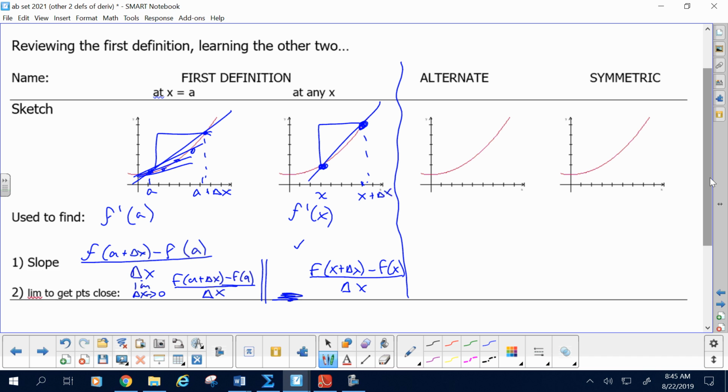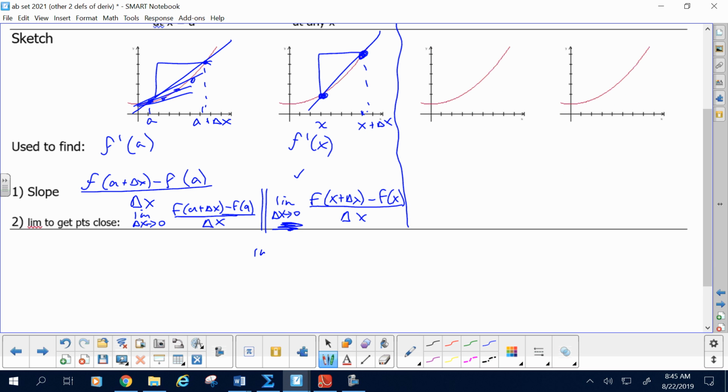And how again do I get the points closer together? Delta x goes to 0. All right. So if I had something like the limit as delta x goes to 0 of x plus delta x cubed minus x cubed over delta x, what is it? The derivative of x cubed at any old x, right? All right.